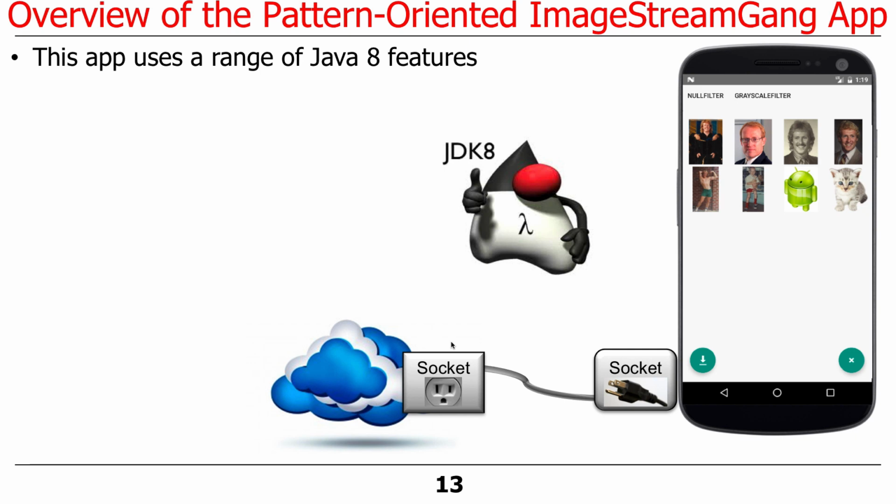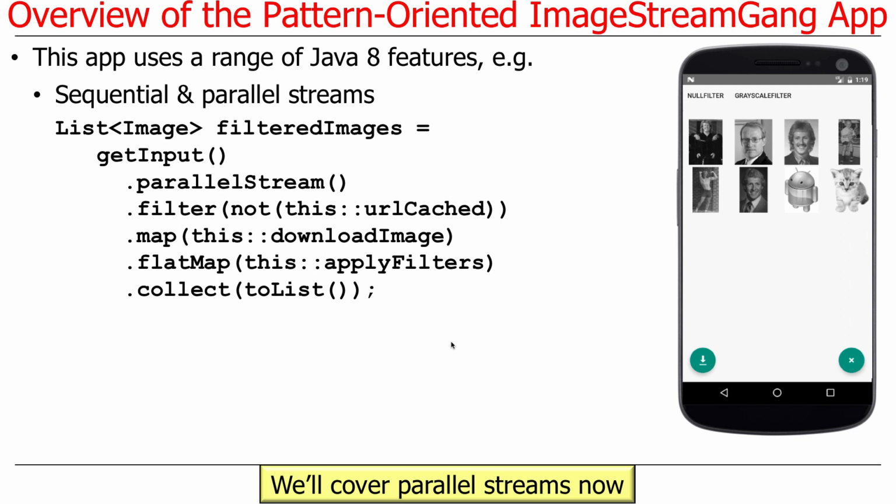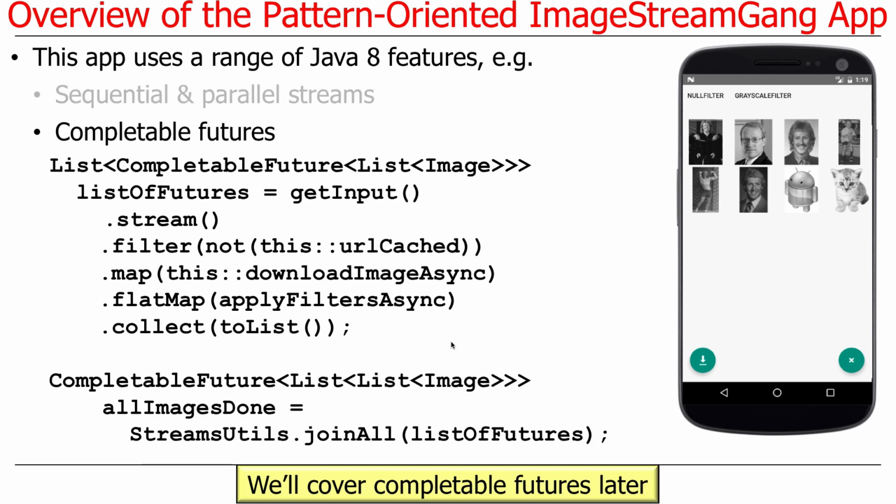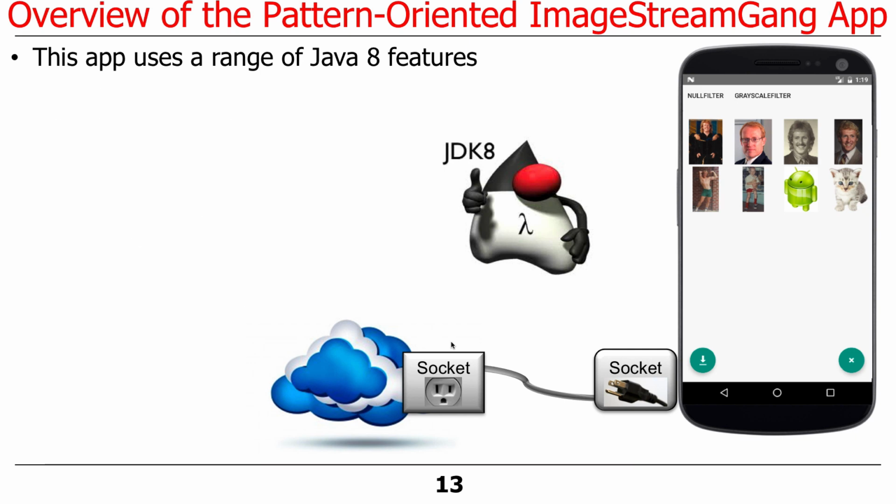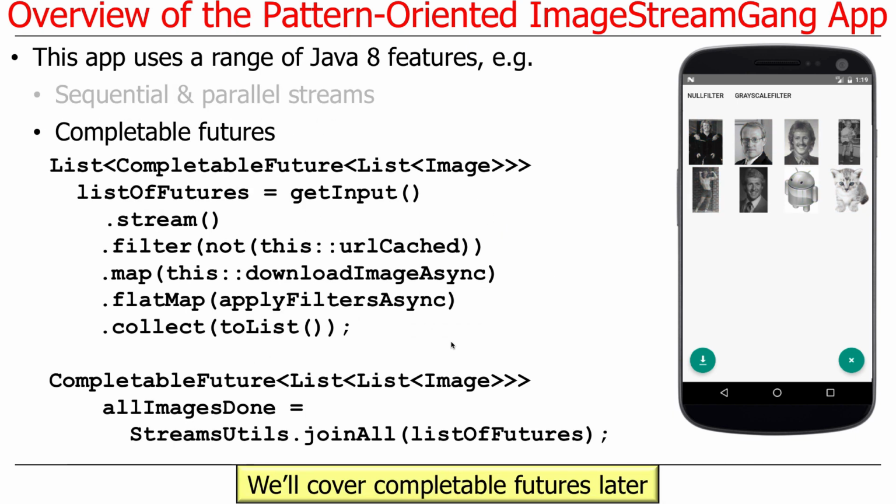So we end up using sequential and parallel streams. We're going to cover parallel streams now. And this is an example of what it does. This, by the way, is applying the grayscale filter to the original code. So we can take those images and grayscale them.